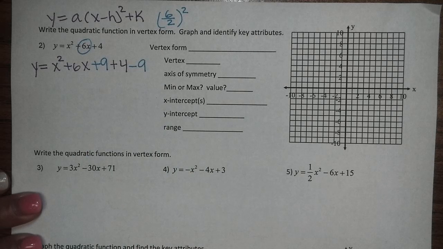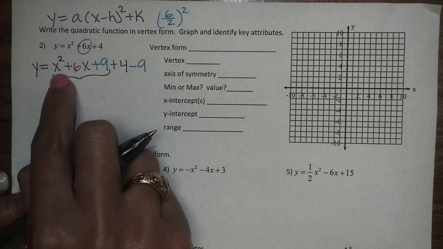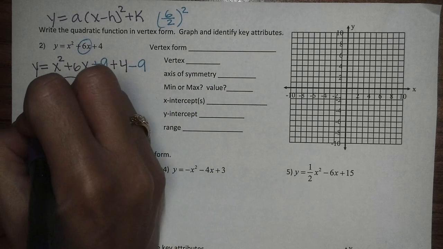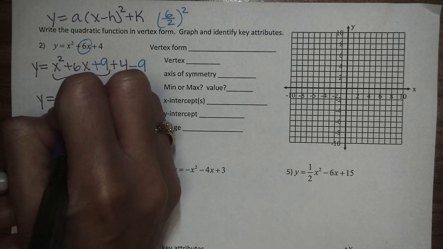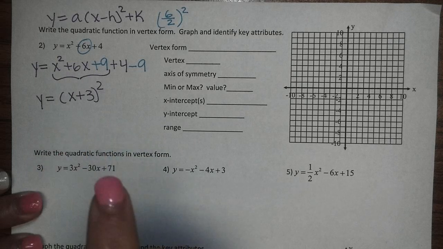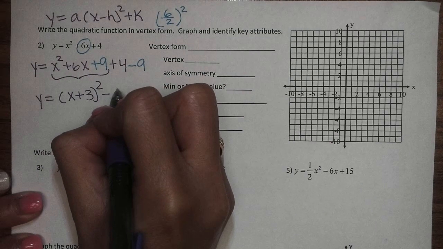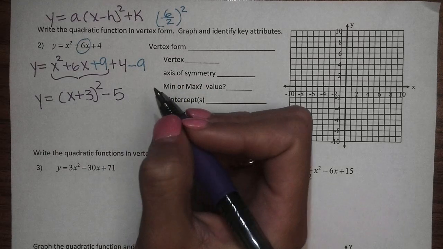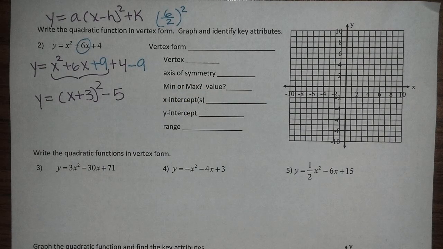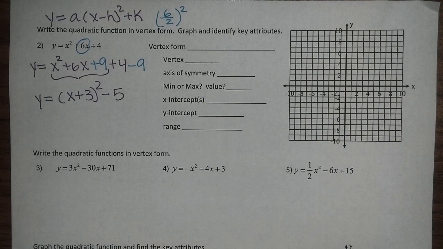Now I can change it to vertex form by taking this perfect square trinomial, x squared plus 6x plus 9, and factoring it. That's going to be x plus 3 squared, because that gives you x squared plus 6x plus 9. And then the positive 4 minus 9 is going to give you a minus 5. And now I have changed my equation to vertex form, and you can answer the rest of that information.